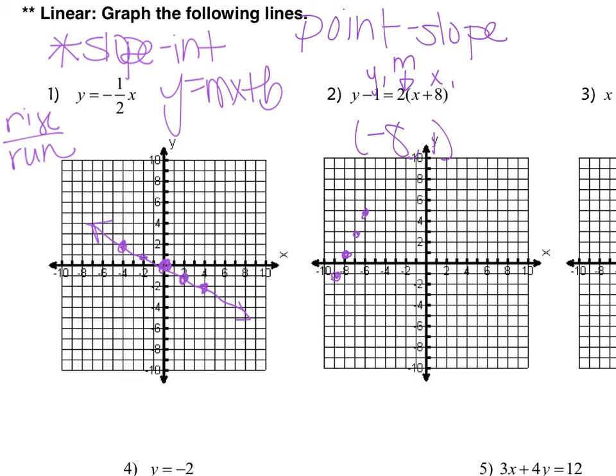Now people always ask, can't I just put point-slope form into slope-intercept form and graph from there? You can, but sometimes, actually in this example specifically, the y-intercept will be off the graph. So you actually have to start with the point that was given to you and then just graph the slope from there.